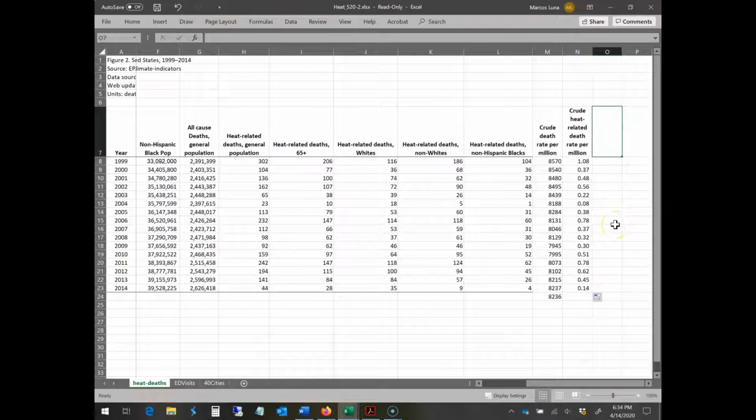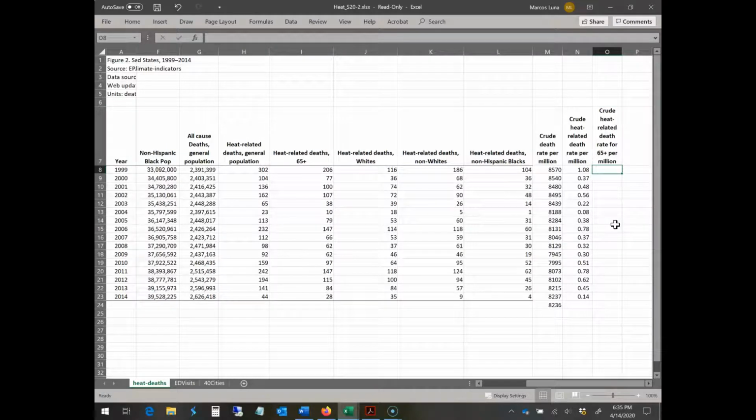Okay. Now, we are interested, though, in comparing groups, right, to see how this varies by group. So I want to know what is the heat-related death rate per million for people 65 and over, right? And how does that compare to the general population? So the way I do that is I start, well, let me give it a title first, of course. So I want to say the crude heat-related death rate for 65 plus per million. I know it's kind of a lot there, but it's important to be clear about what it is you're doing there.